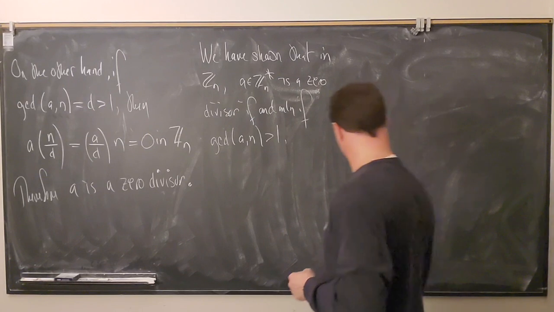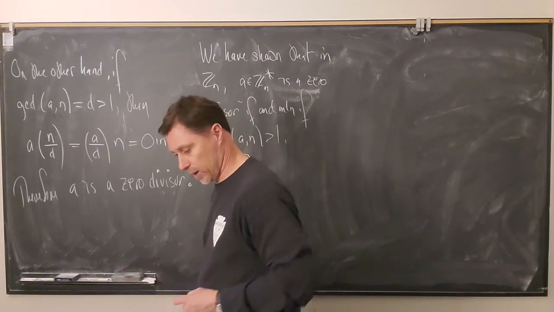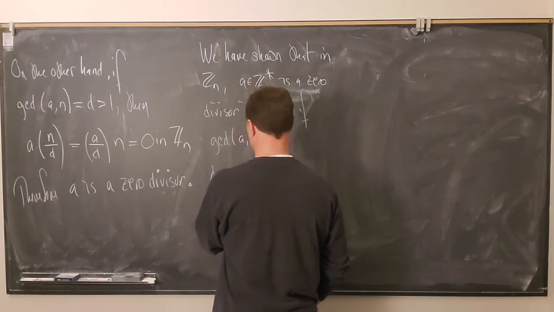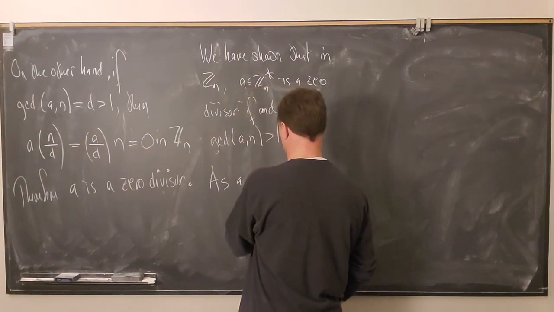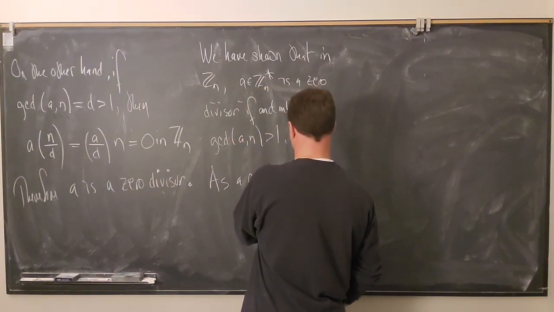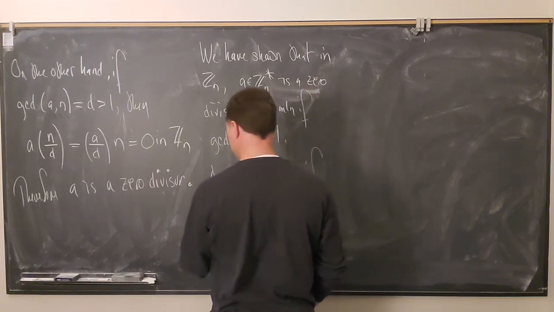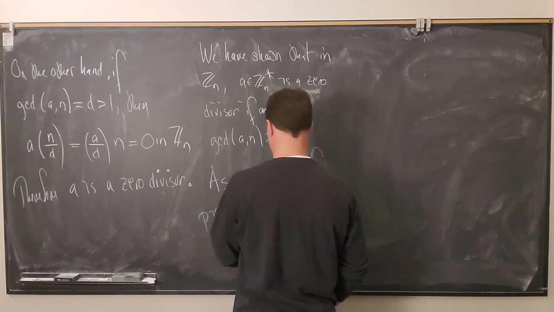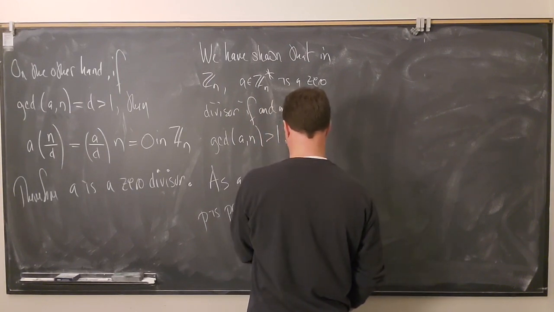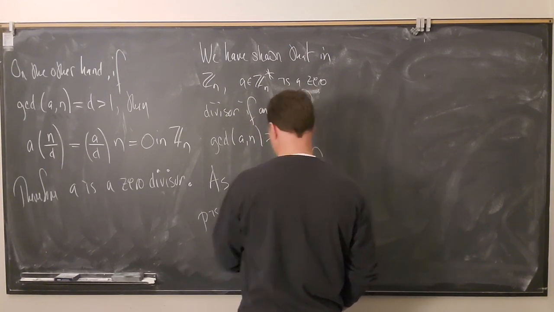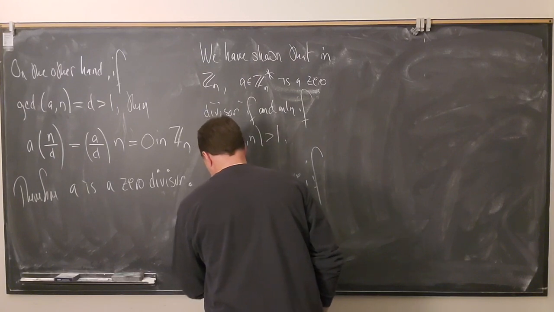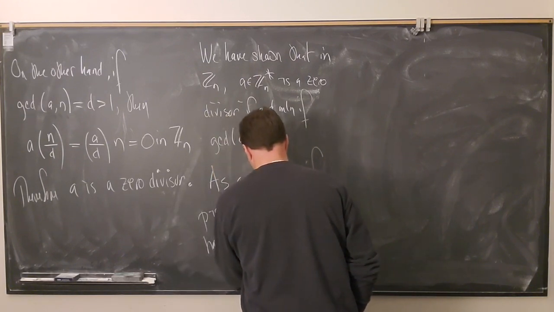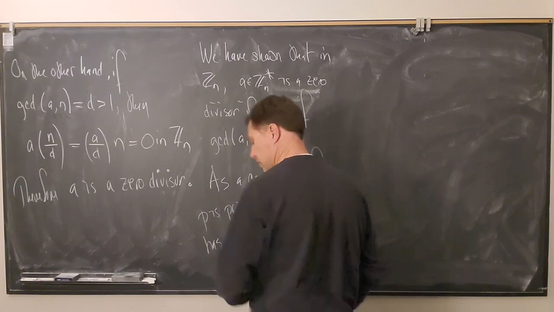One quick consequence, what if n was prime, right? So, let's say p. So as a consequence, if p is prime, then Zp has no zero divisors.